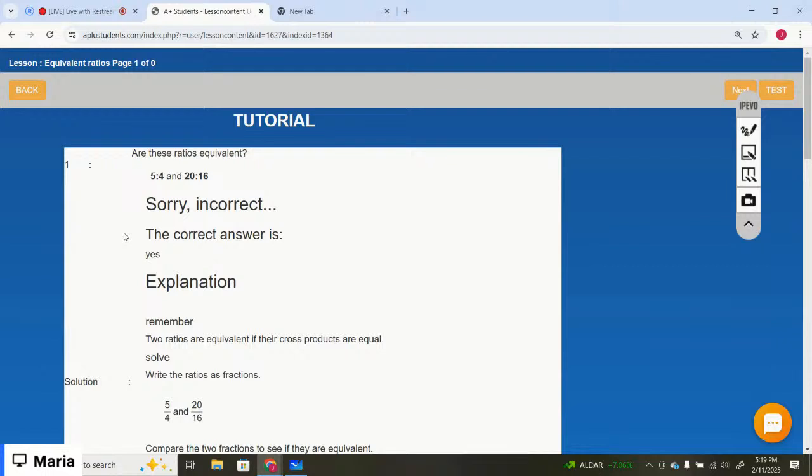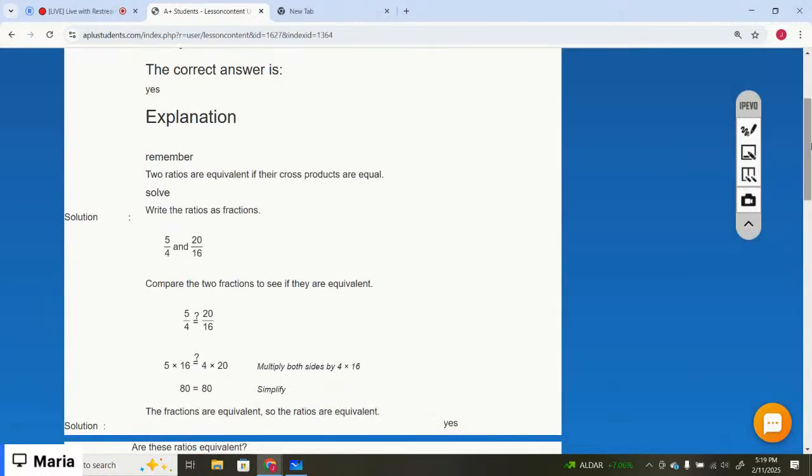Are these ratios equivalent? We are given the ratios 5:4 and 20:16. You have to see if they are equivalent. So write them down in the fractional form, that is 5/4 and 20/16. Just cross multiply. You have to do 16 times 5 and 4 times 20. So both sides are exactly equal. That means the fractions are equivalent. So the ratios are equivalent.